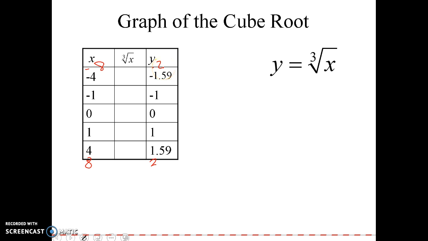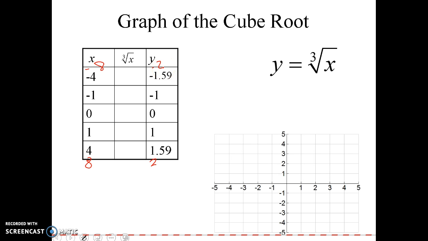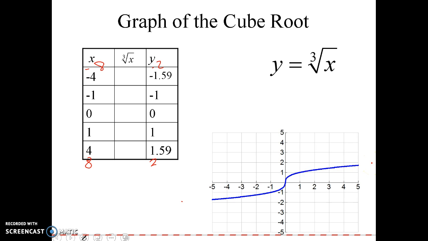But anyway, if we graph those points on a coordinate plane, this is what we're going to get. We're going to get a point at -4, -1.59, -1, -1, 0, 0, 1, 1, 4, 1.59. We could also have a point at -8, -2, which would be about here somewhere. And then 8, 2 would be off in this direction. But then if we smooth those points out, we get a curve that looks something like this.